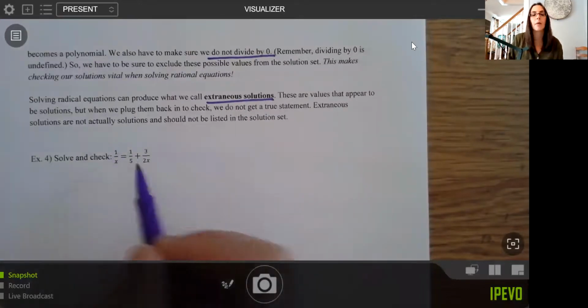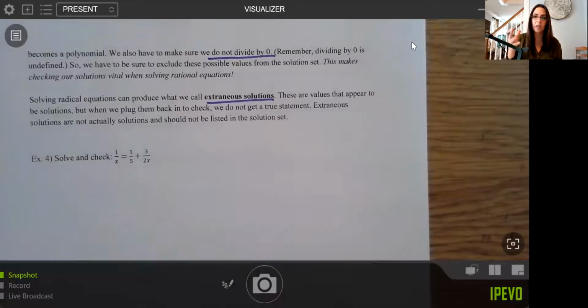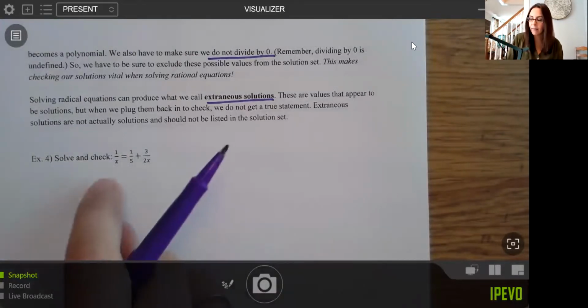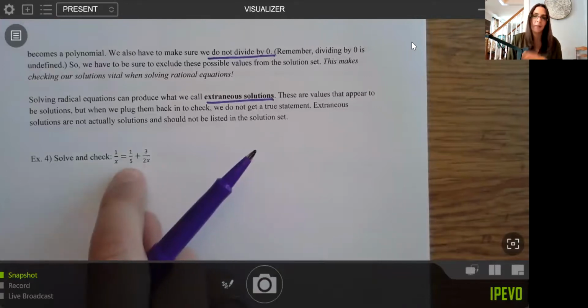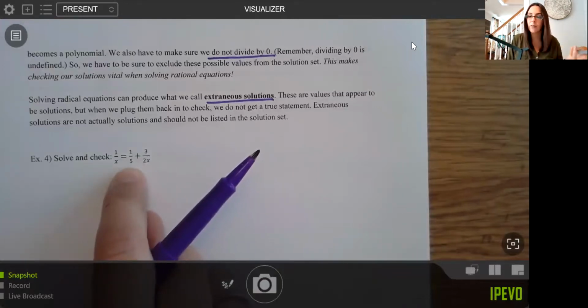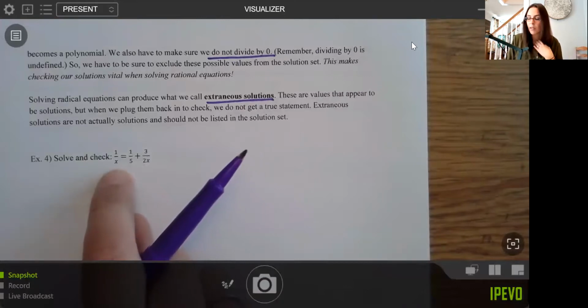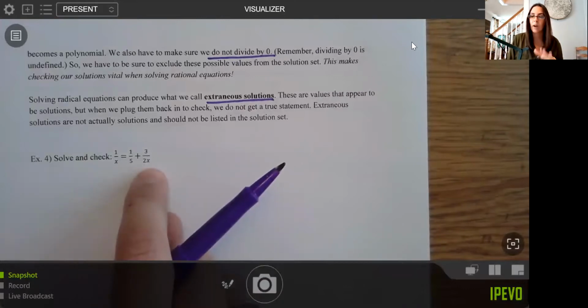So for my first problem, this is a rational equation. It's not just linear, and that's because I have variables now in my denominator. If I didn't have variables, if I just had the 1/5, then it's rational and linear, kind of falls into both categories. But once you bring in those variables in the denominator, it's rational. It's a little bit more to watch out for.